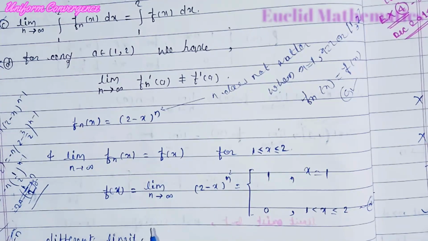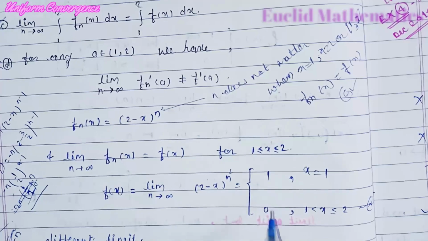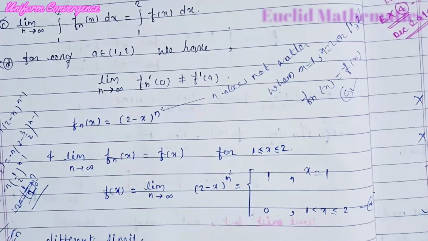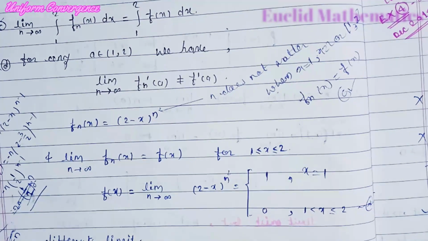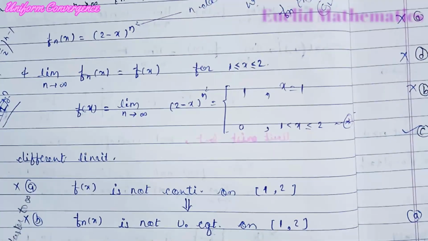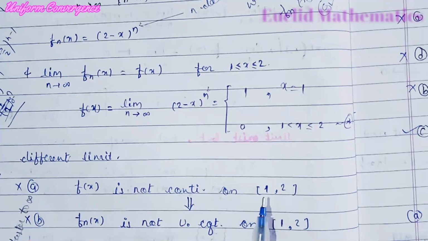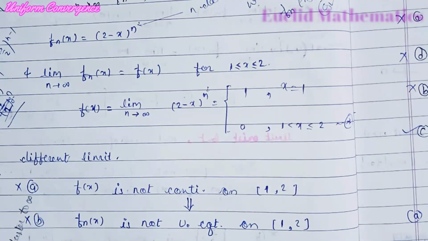So our function gives finite values 0 and 1 which exist but are not equal. If they are not equal then the function is not continuous, and if the function is not continuous, then it is not uniformly convergent. So we see here that f(x) is not continuous on the closed interval [1, 2] and fn(x) is not uniformly convergent on the closed interval [1, 2].